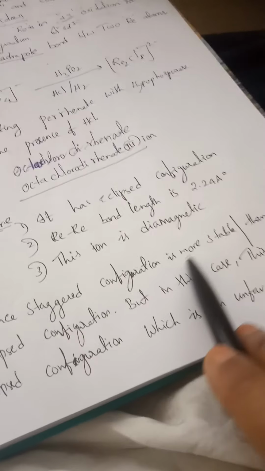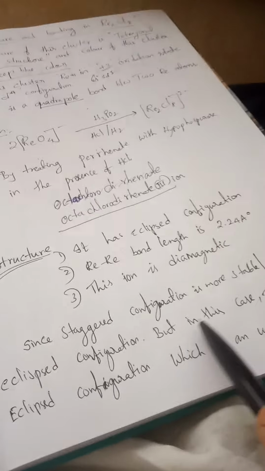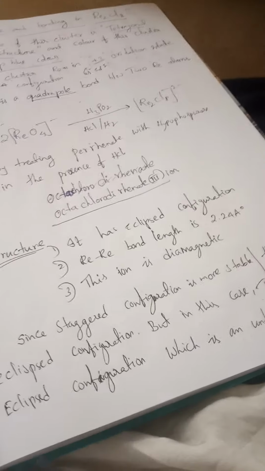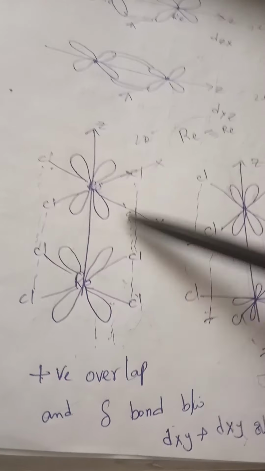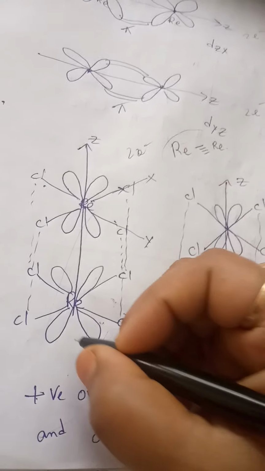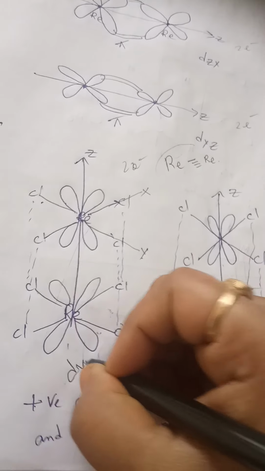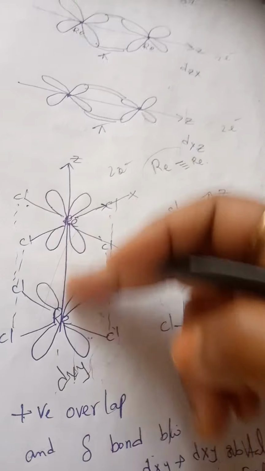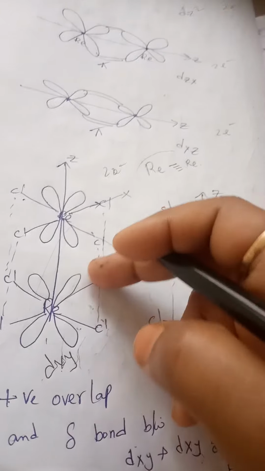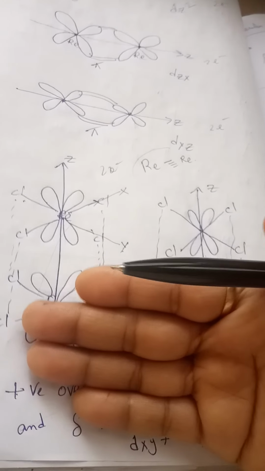Although the staggered configuration is generally more stable than eclipsed, in this case the ion prefers the eclipsed configuration. We discussed in the previous class the dxy orbitals, which lie along the xy axes, in between the axes. Only in the eclipsed configuration do they form a positive overlap and form a delta bond. So the eclipsed configuration is favorable here, which is unfavorable for other examples.